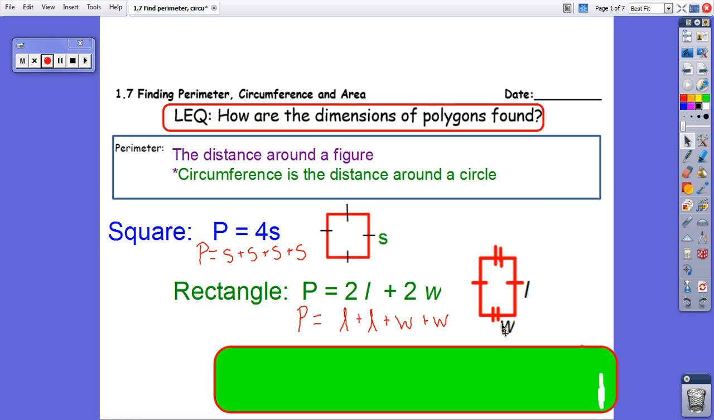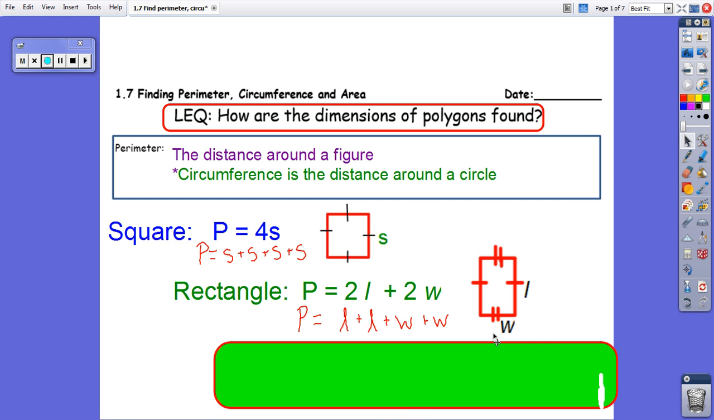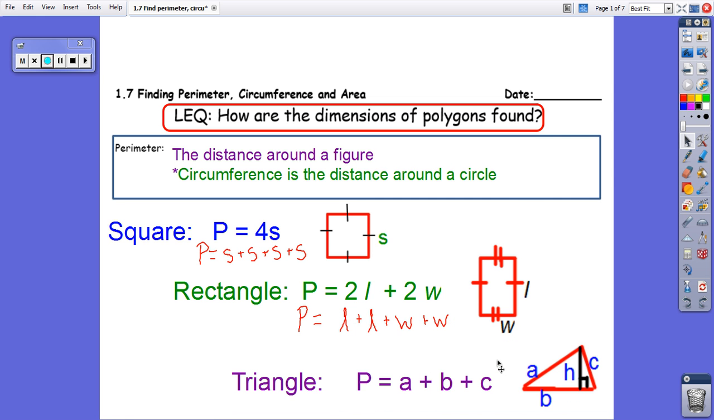The third one you need to write down right now is a triangle. So a triangle, to find the perimeter, you just add the three sides, A plus B plus C. So here's my triangle. This side's called A, this is C, this is B. So to find the distance around the triangle, you add your three sides. Ignore the H right now. This is for when we're finding area. Okay, go ahead and pause it if you're still writing. Otherwise, I'm going to move on.